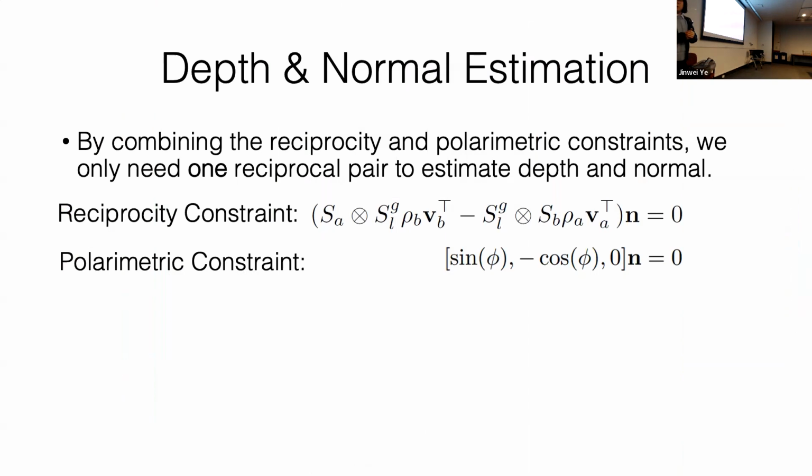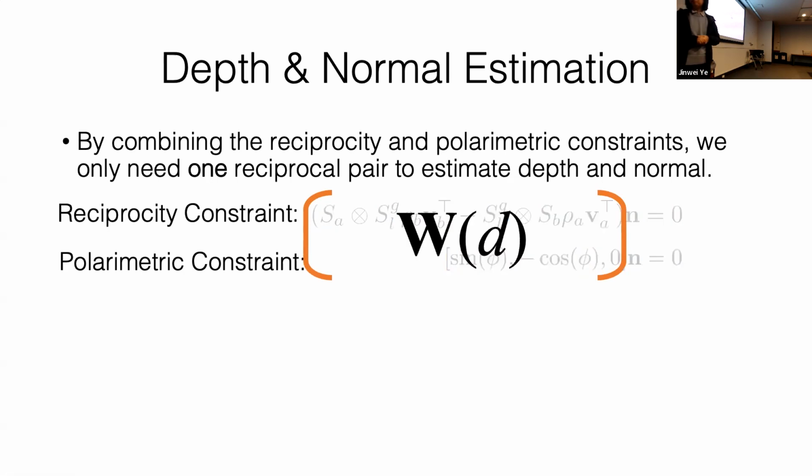Now let's see how to estimate the depth and normal. We have seen the reciprocity constraint, which we derived using the transpositional reciprocity. And then we also see the polarimetric constraint, which is the relationship between the angle of polarization and the surface normal. By combining these together, we can have a linear system that is a function of depth. So why do we have depth?